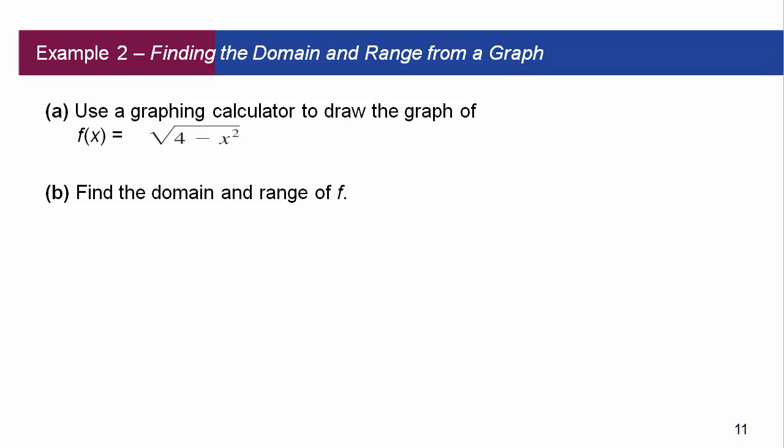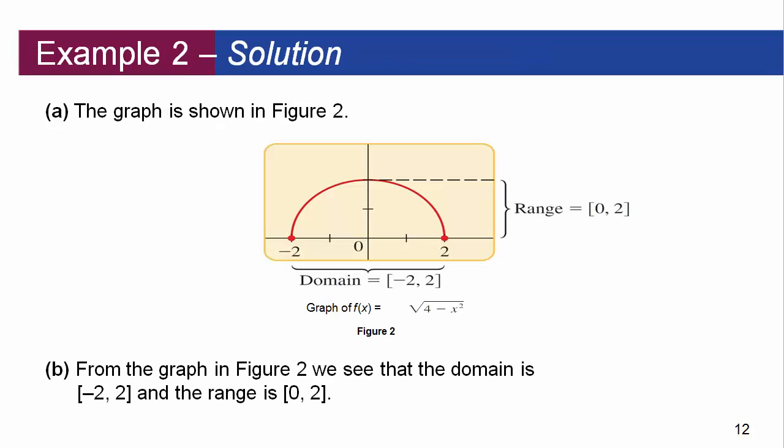So we can use a graphing calculator to draw the graph of the square root of 4 minus x squared, and then find the domain and range. If you graph it, it's going to look basically like the upper half of a circle. And then you can see very clearly that the domain goes from -2 to 2. And if you zoom in, you can see the top of that circle hits up there at 0, 2. So we know the range goes from 0 to 2. And they're all square brackets because all of those points are included.